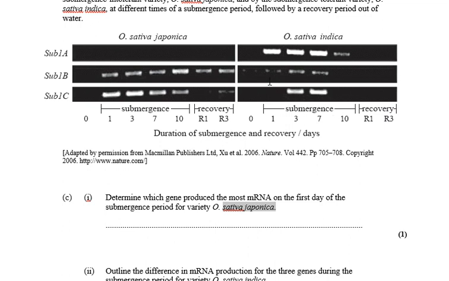Sub1B always has the lowest expression, or it produced the least messenger RNA, denoted by the least coloration. And sub1C produces messenger RNA for the least period of time, but quite strongly on days 3 onto days 7. Okay? All right.